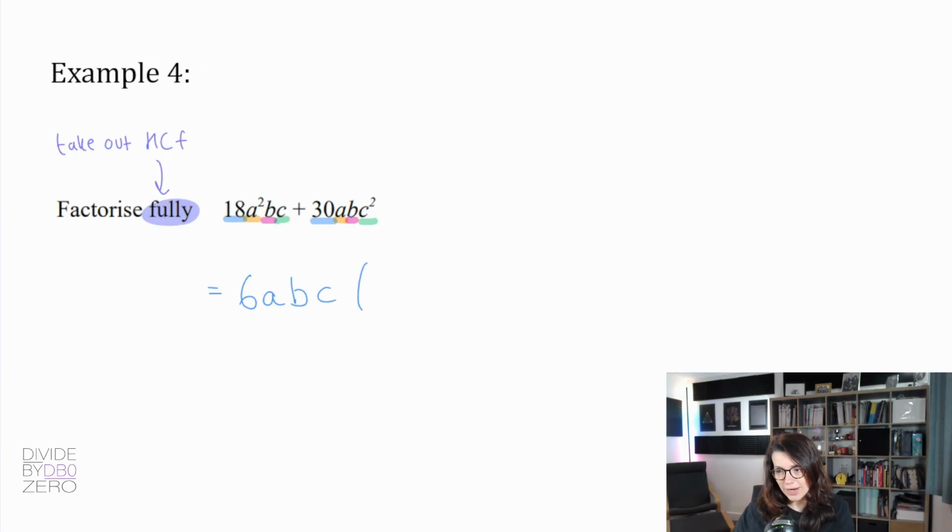Then we open up our brackets and figure out what's going to go inside. There's different ways to do this. You can either think about dividing or you can think about working backwards, whichever is best for you. We need to stick a 3a in here in order to get the 18a squared bc, plus 5c. Again, you can check your work by expanding out again.